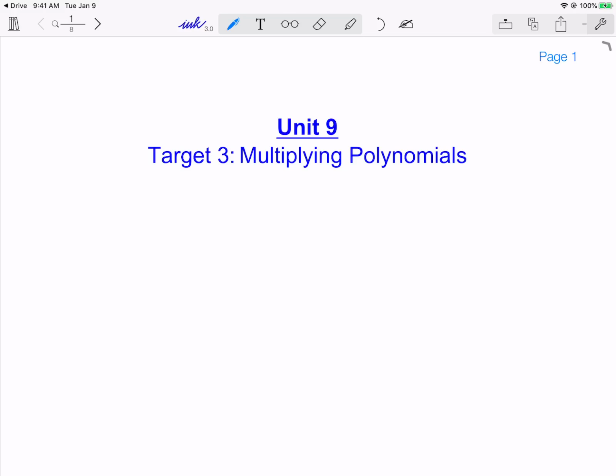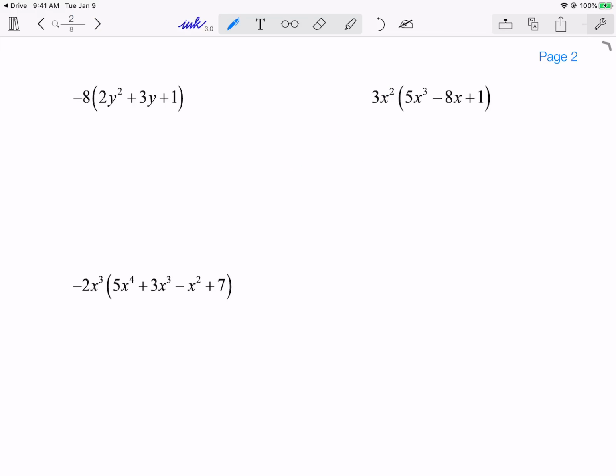I'm going to go through some basics of how to multiply polynomials. So, in our first three problems that we're going to look at, I'm just going to distribute something to an expression. In this first one, I am distributing a simple constant, -8. And I have to distribute it to all three of these terms inside of the parentheses.